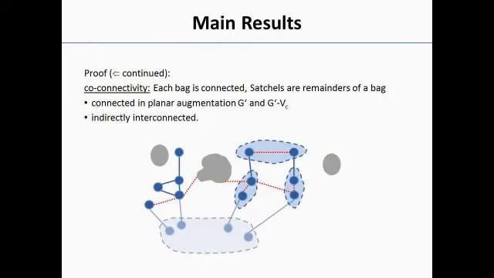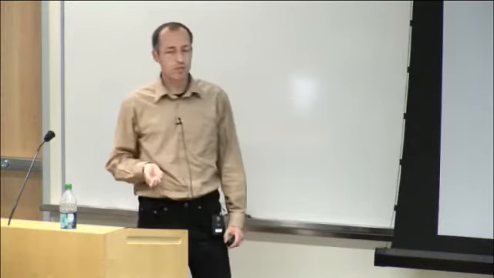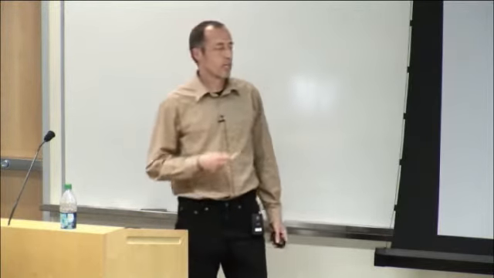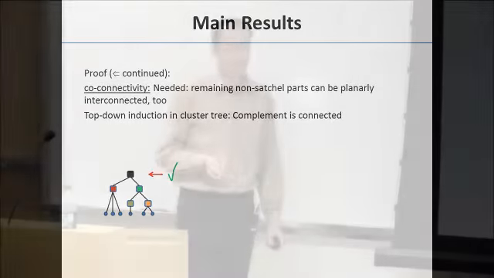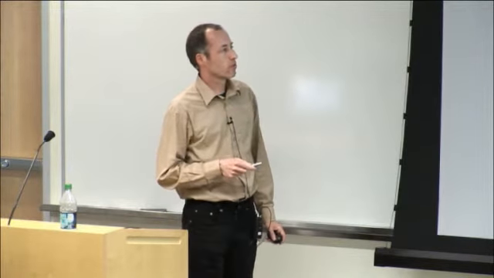So the same basically is for co-connectivity. We know that each bag is connected, and as the satchels are also basically bags, they will be connected. And also in our augmentation, they are somehow interconnected. And what we have to take care of now is only if there are other parts of the graph that are not connected, because they're not satchels, that we can planarly connect them to this part. So how can we see that? We do a top-down induction in the cluster tree and want to make sure that the complement of a cluster is connected. For the root of the cluster tree, that is simple because the complement is empty, so it's connected.